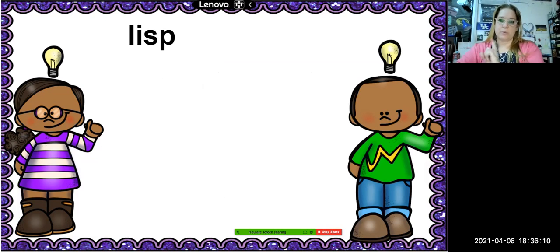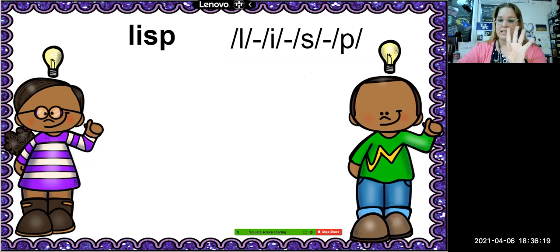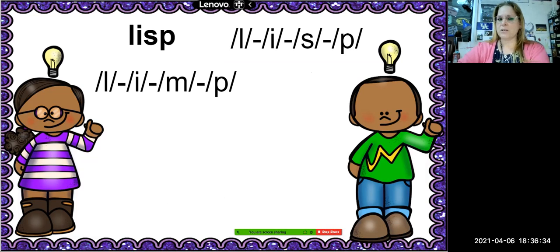Lisp. It's one syllable. How many sounds are in that word? That's right. There's 4 sounds. Lisp. Good. The sp is the blend. We're going to replace the first sound of s with m. Stretch that word out to yourself quietly. What do you think that word is going to be? Limp is the new word.